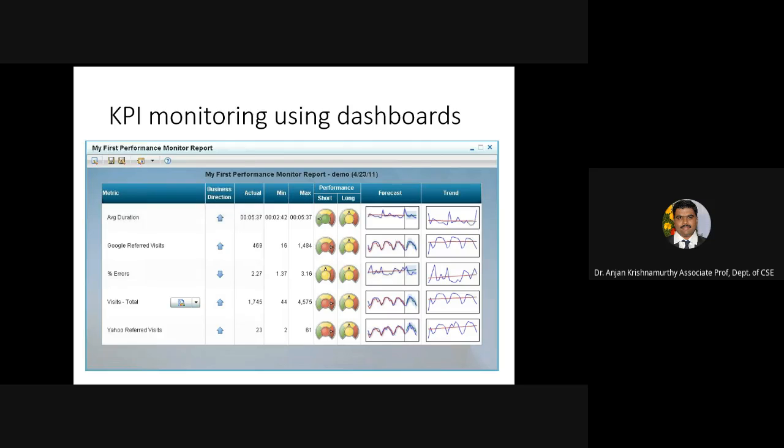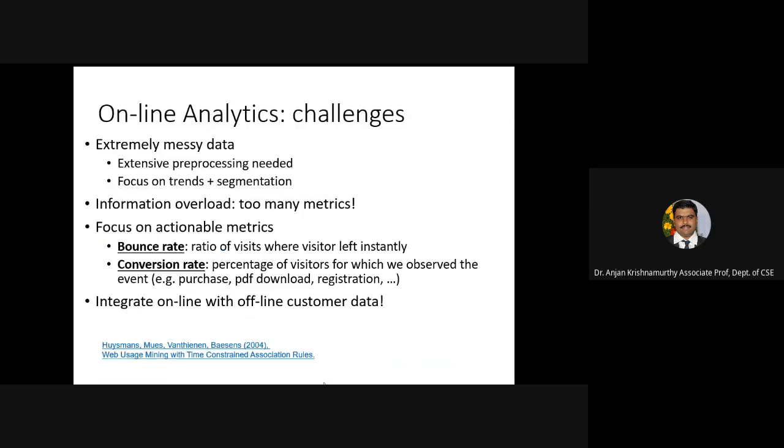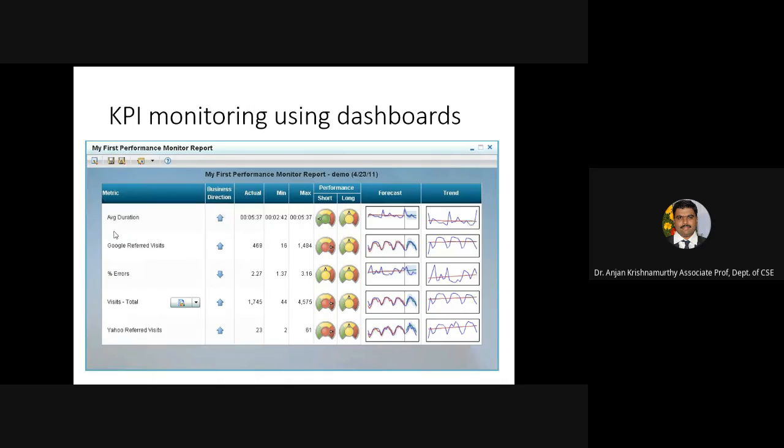So there are different tools which are used for understanding the dashboard. One such tool is the KPI monitoring tool, which is used for understanding the analytics trends and things like that. If you log in to the KPI monitoring tool, you can see that it shows the directions, average duration being spent, the Google referred visits, percentage of errors, visit total, Yahoo referred sites, and things like that. Right? You can see the performance, short term, long term, the forecast, the trends, and what was there with respect to that particular monitoring. These are all the aspects which are clearly visible to you in your dashboards, right? Likewise, any particular website that we are trying to talk about can be monitored and analyzed with a lot of analytical aspects.